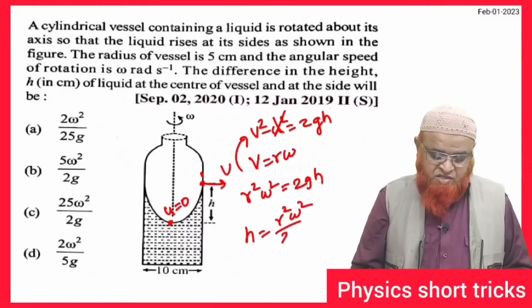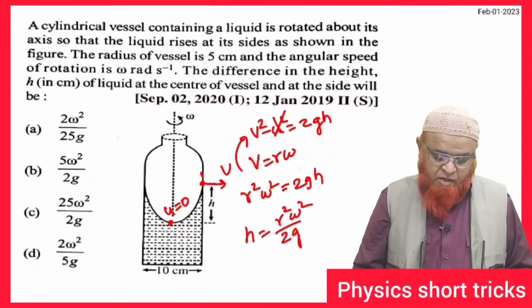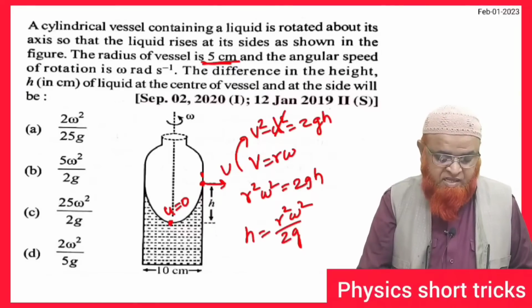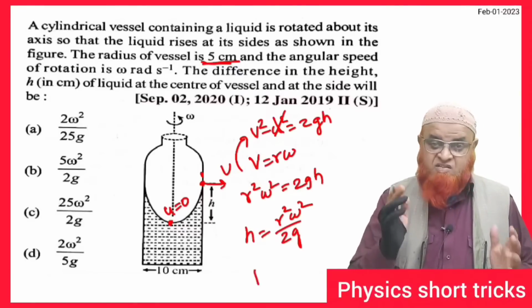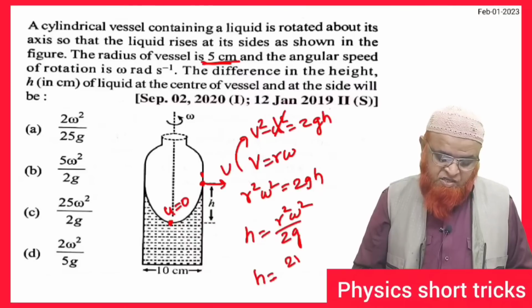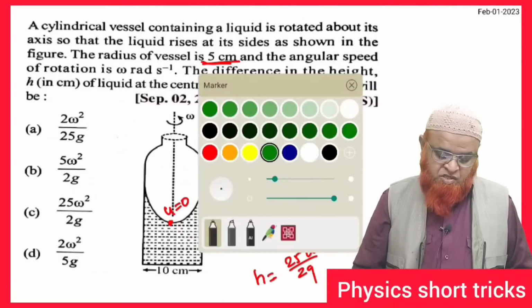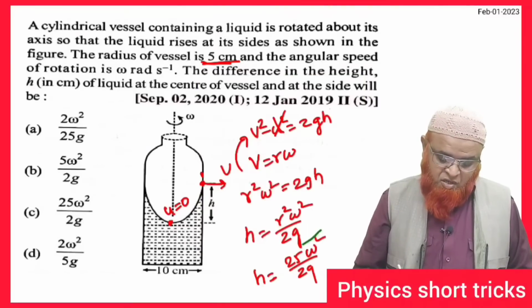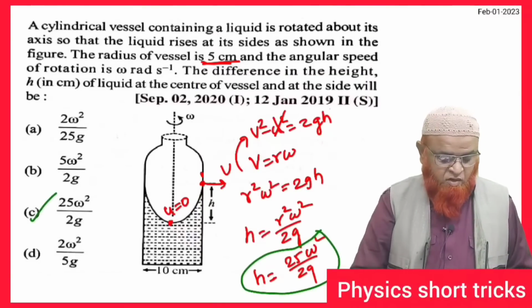You can write h is equal to r square omega square by 2g. In the problem, height is taken as 5 centimeters and radius is taken as 5 centimeters. You can write directly h is equal to 5 into 5, which is 25, so 25 omega square by 2g. This is today's shortcut formula. The final step is this one, so your correct answer is going to be C.